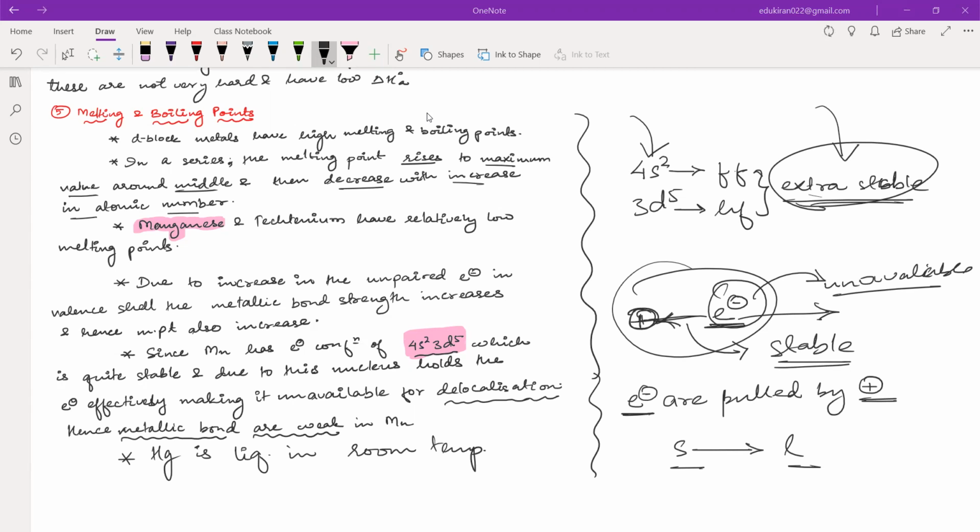Here we have written that manganese and technetium have relatively low melting points. That is the reason. Same reason is for technetium, but you will be asked directly from manganese, not from technetium, because this is not in the 3D series. But the answer is the same here also. Technetium also has a similar electronic configuration.